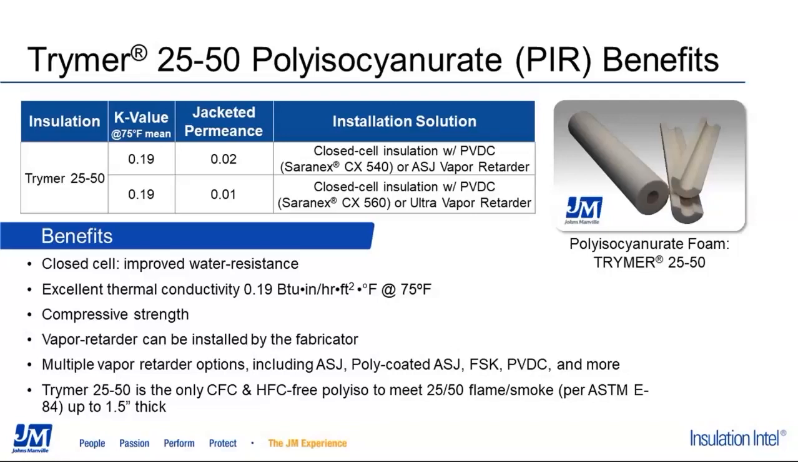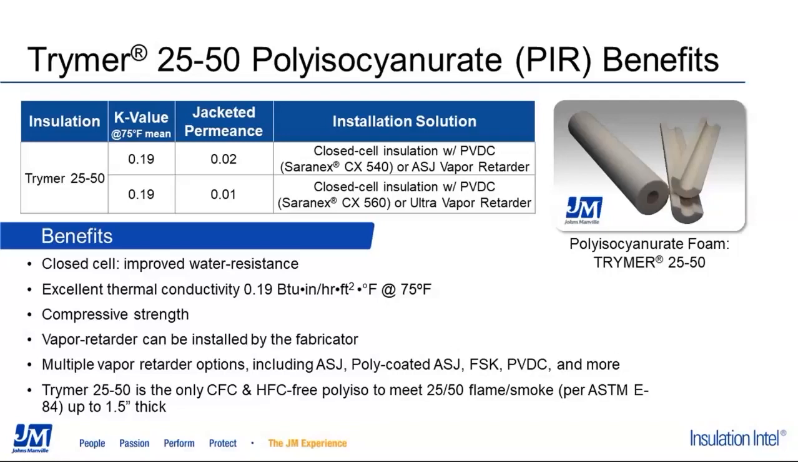This product is a closed cell product, and as you can see in the second bullet point, it has a thermal conductivity of 0.19 at 75 degrees. This compares quite favorably to the other materials that we have or will discuss, which have thermal conductivities ranging from 0.18 to 0.31. The Trymer 25/50, being a closed cell rigid foam insulation, also has a good compressive strength of 24 psi. It's resistant to both liquid water and water vapor.